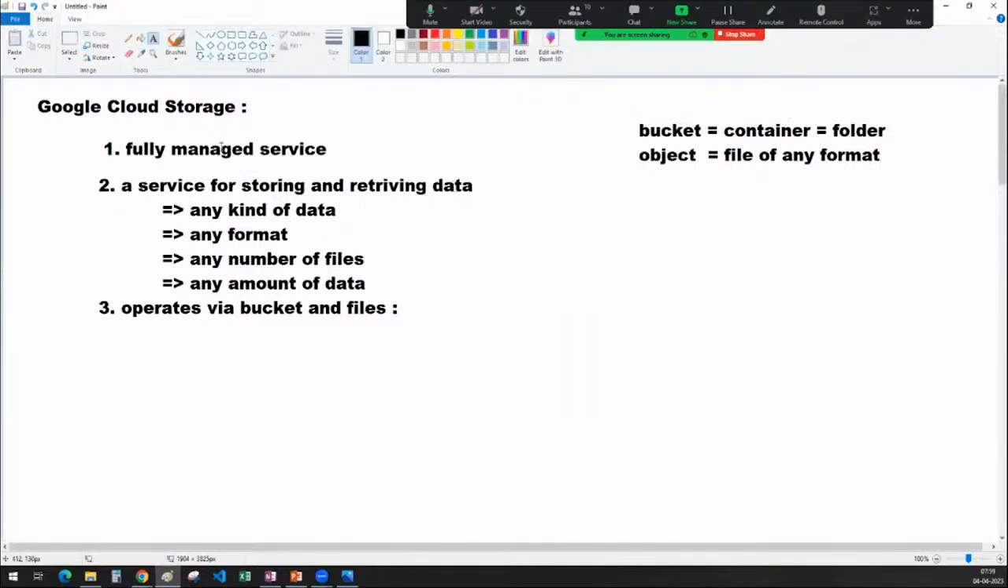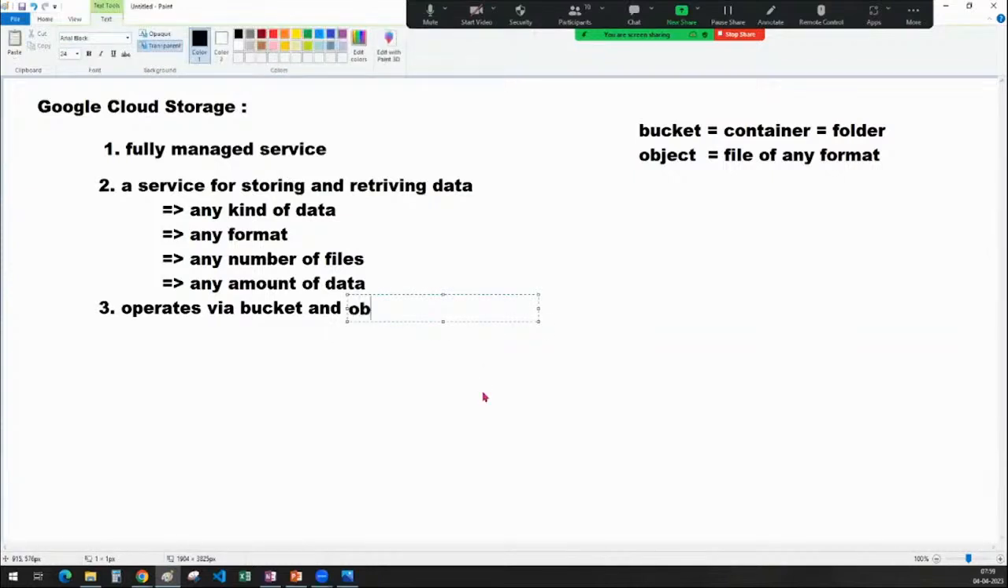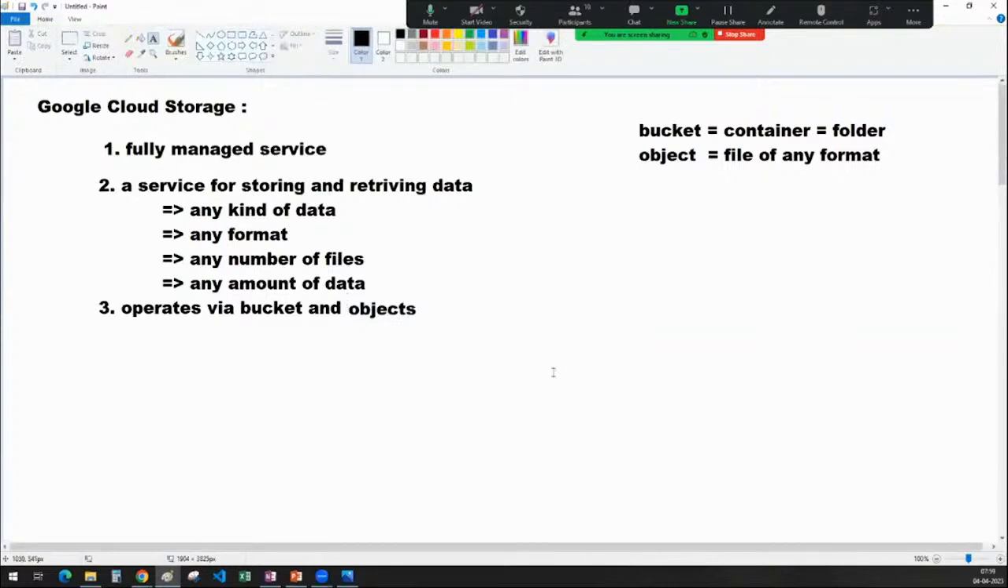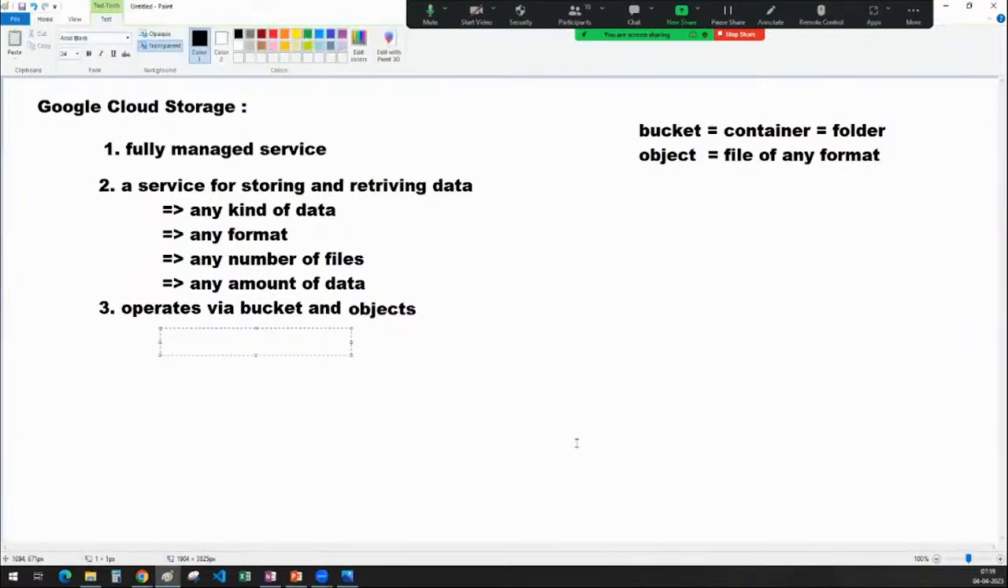So how does Google Cloud Storage operate? Sir, it operates via buckets and objects. I should mention objects here, not files, because the terminology is object. What is a bucket? A container or a folder. What is an object? A file of any format. So what does that mean, sir? If it operates via bucket and object, do I have to create a bucket to store the objects?